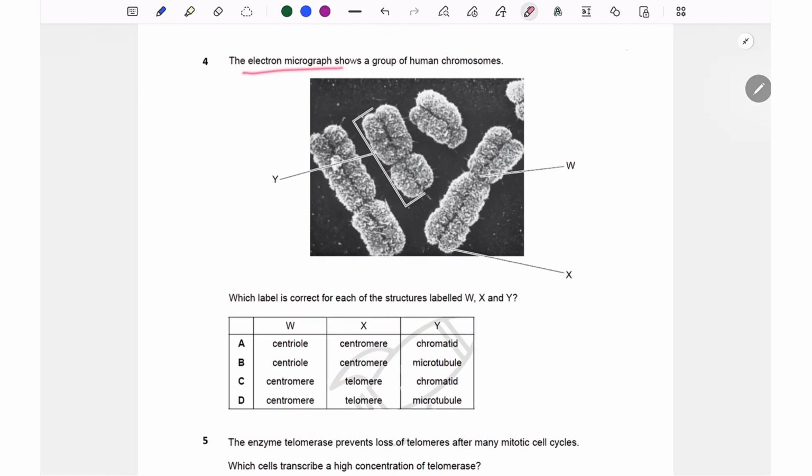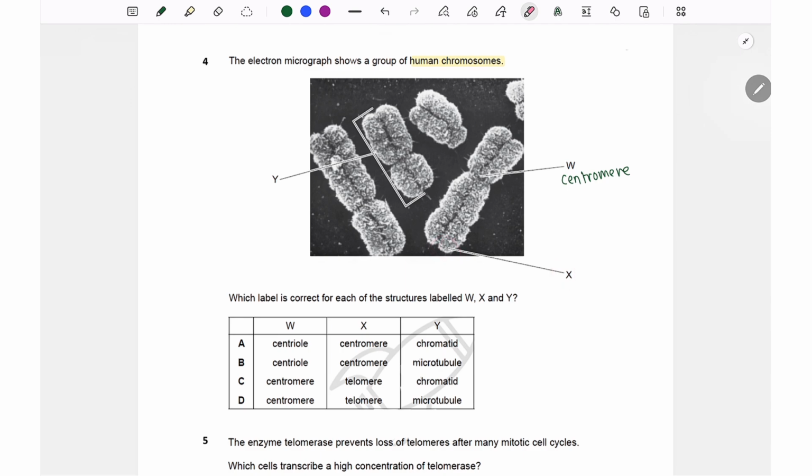This is an electron micrograph of a group of human chromosomes. Let's label what we've got here. W is the centromere. As you can see here, it's joining 2 sister chromatids together. So this is one and this is the other one. It's joining the 2 sister chromatids together. That's the centromere, W.